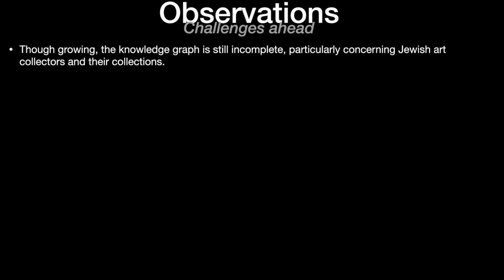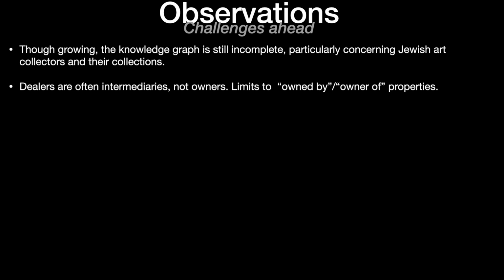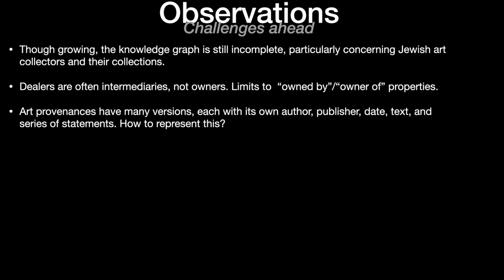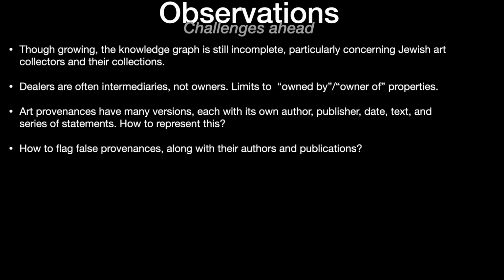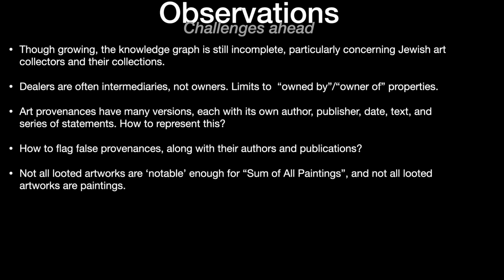There are, of course, challenges ahead. Though growing, the knowledge graph is still incomplete, particularly concerning Jewish art collectors and their collections. Art dealers are often intermediaries, not technically owners, which limits what we can do with the property owned by in Wikidata. Art provenances have many versions, each with its own author, publisher, date, text, and series of statements. How to represent this? Likewise with false provenances, which are very common with looted art. How can we represent these along with their authors and publications? If we can represent it, we can track it.